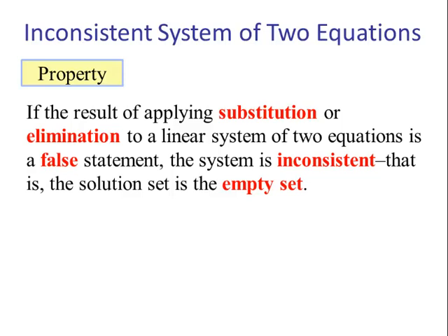Inconsistent systems of two equations. Property: if the result of applying substitution or elimination to a linear system of two equations is a false statement, the system is inconsistent. That is, the solution set is the empty set. If we think of this graphically, these are lines that are parallel. They do not intersect.